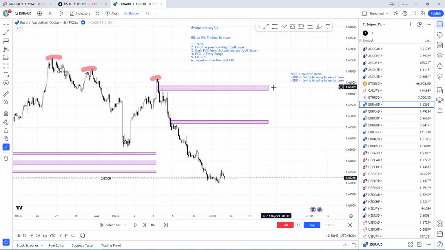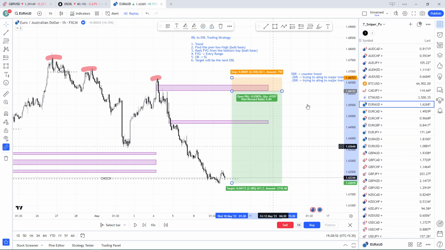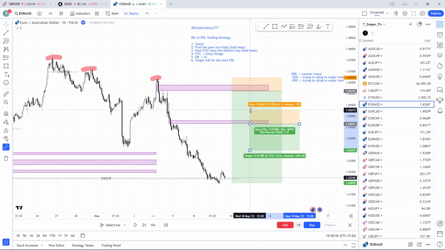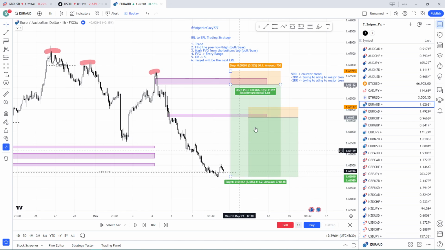So let us see. As usual, I'm going to short, SL above OB, target ERL. Okay, that will be my first trade, and also, target FVG, SL above OB, target ERL. Okay, if this executes or this executes, I'm happy.